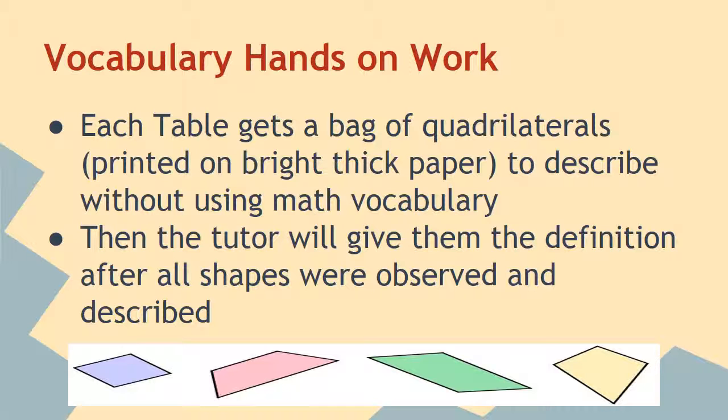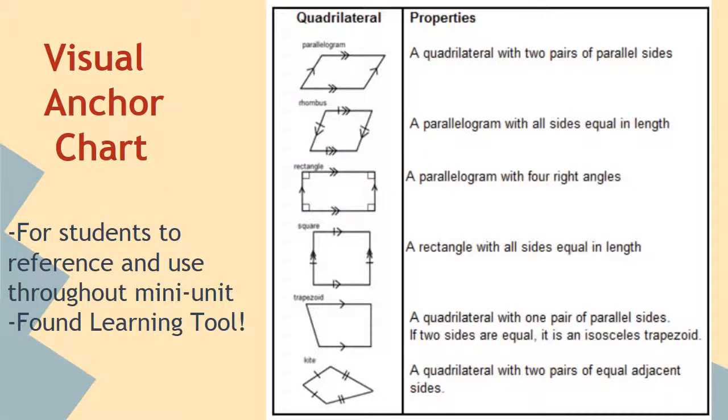And then while the tutor is doing this, there is an additional anchor chart. So they will have the shapes on the table, and then on the wall for each tutor, there will be an anchor chart that looks like this. And students can reference this throughout the lesson, and it's a learning tool that I found online. It gives each shape with their attributes and connects it to the previous one. This really helps students see it, hear it, and read it. It gives them three different ways of seeing it.